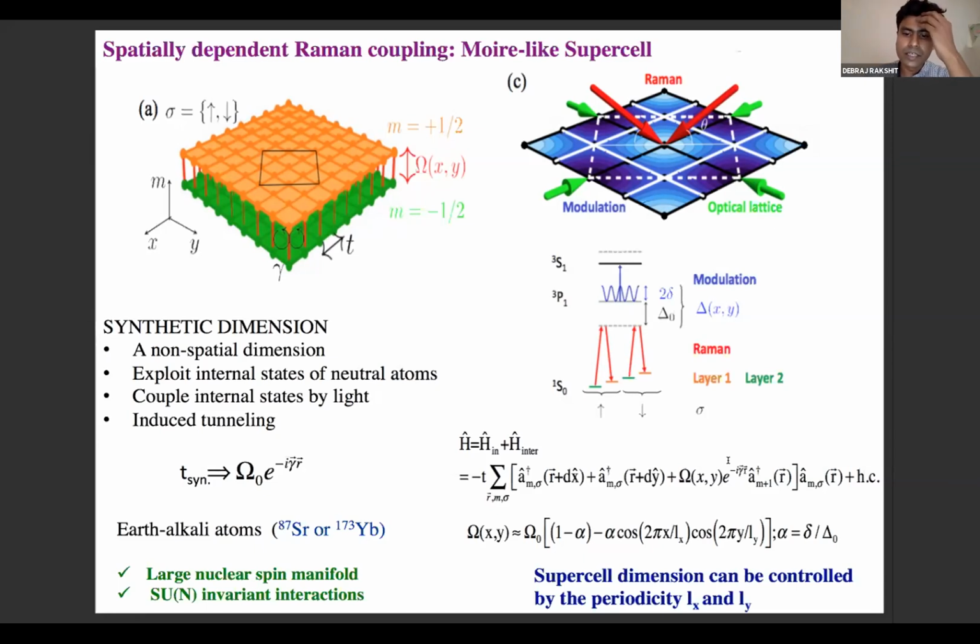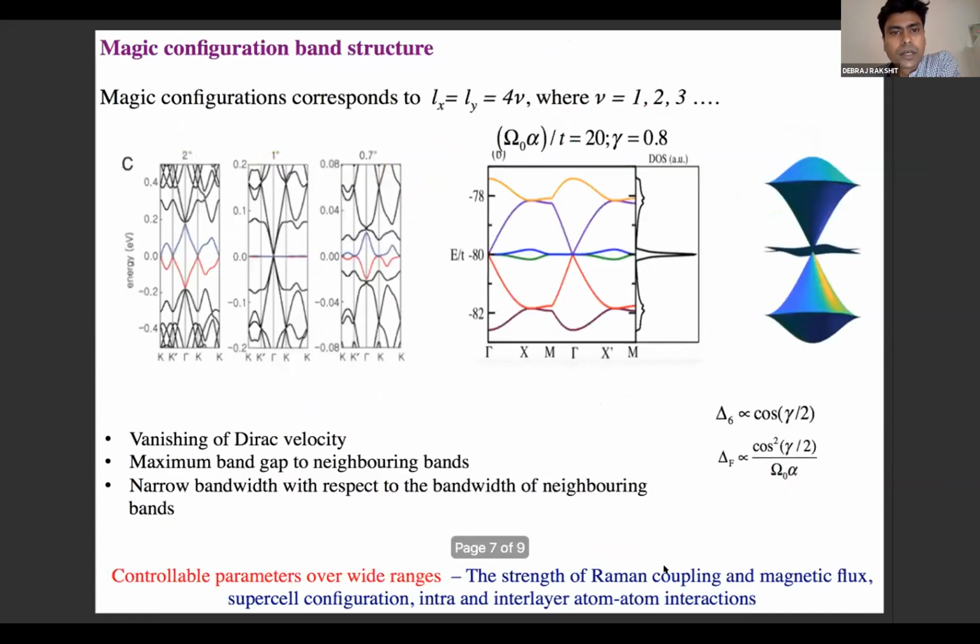Now we can control the supercell dimension by just changing the periodicities Lx and Ly, which can be controlled in experiment. If you do this, you'll see that the spectrum has a symmetry around E equal to 0. So I will concentrate only on the negative energies because it's exactly symmetric. And then, if you look into this band manifold, for Lx times Ly periodicities you would get this particular band structure, and that we call a magic configuration.